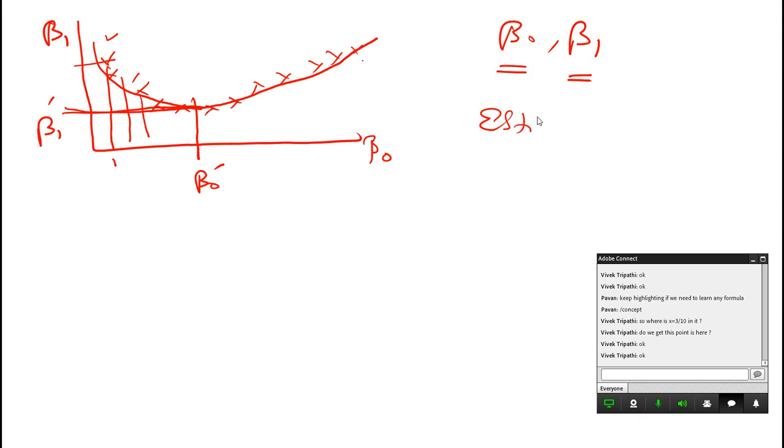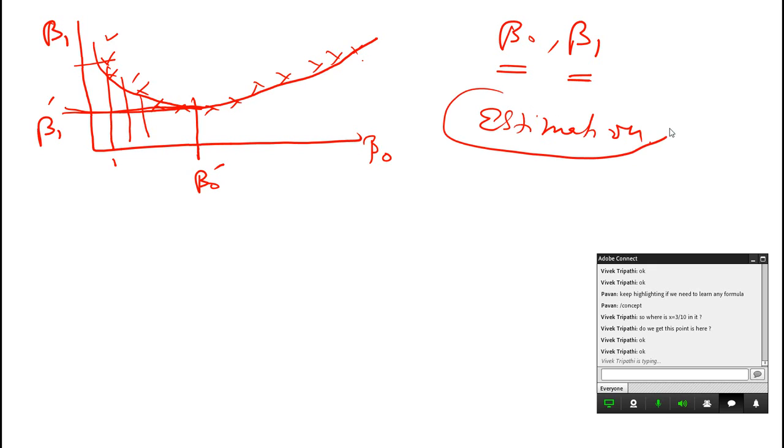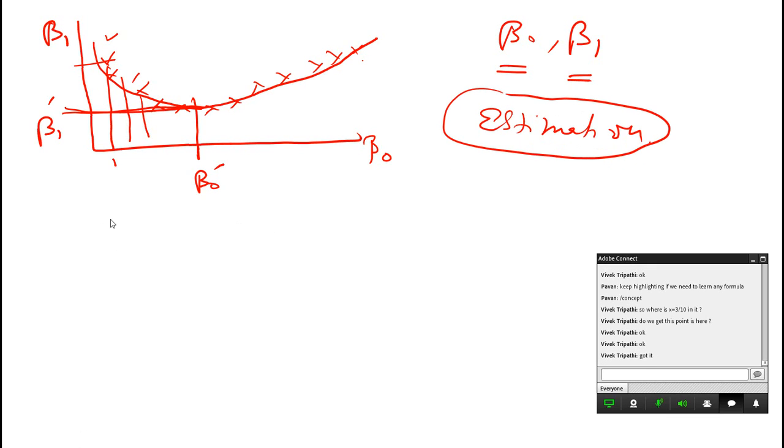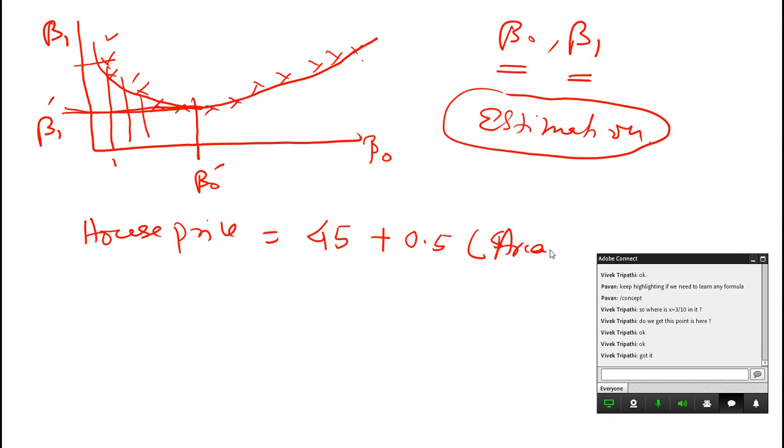We call this estimation. We estimate to find out what it is. So for the housing example that I gave, I'm giving it as an example; it could be different also. Say house price is equal to 45,000 plus 0.5 into area. So this is our regression line. 45 is the intercept, 0.5 is the slope. And this is just an example. I haven't estimated it. Just for the sake of example, this is how the regression line looks.